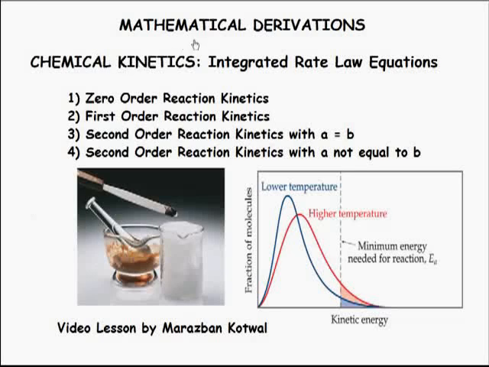Hi, in this video I am going to derive a few mathematical expressions for integrated rate law equations of reactions following zero order kinetics, first order kinetics, second order kinetics with equal concentrations of the two reactants, and then for a second order reaction where the initial concentration of the two reactants is not the same.